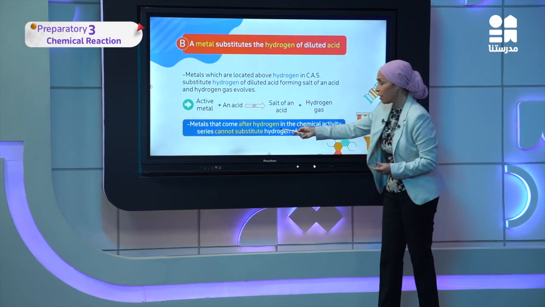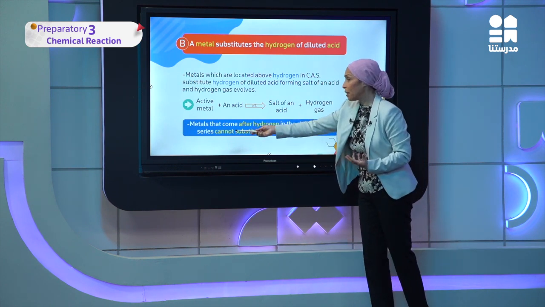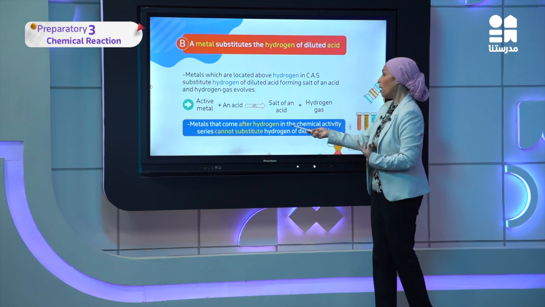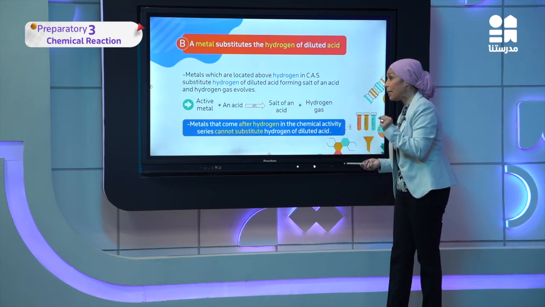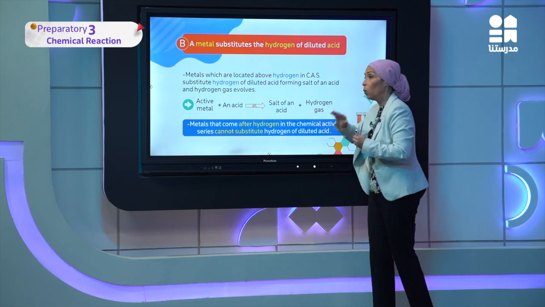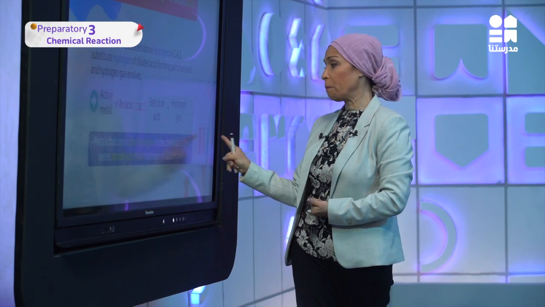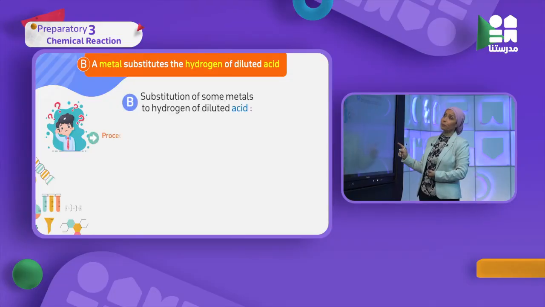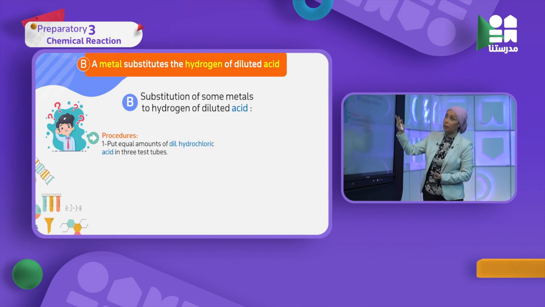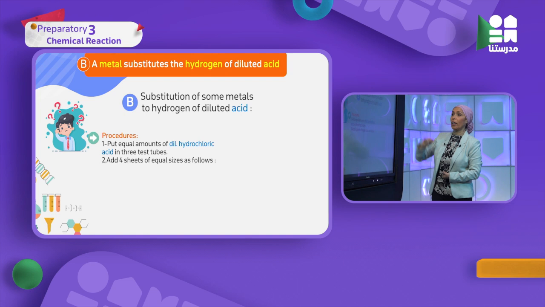See here, this is a very important note: can the metals that come after hydrogen in the chemical activity series replace it? What is meant by come after? It means below, those under hydrogen in the CS, as we saw before in the explanation: copper, silver and gold. All of them are weak metals and cannot replace hydrogen in the chemical reaction. So no reaction will happen, and this is the explanation. Let's see the experiment of the reaction of metal with hydrochloric acid.